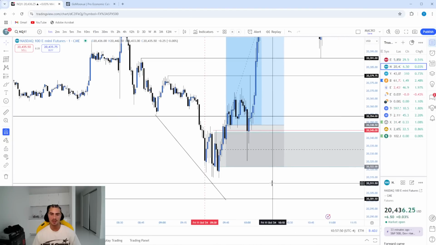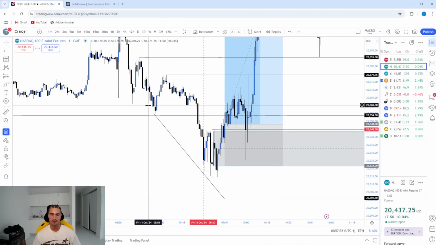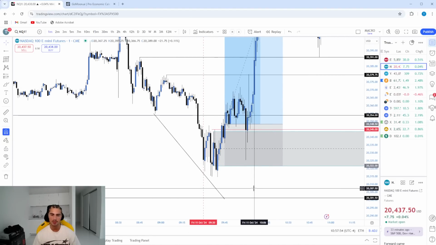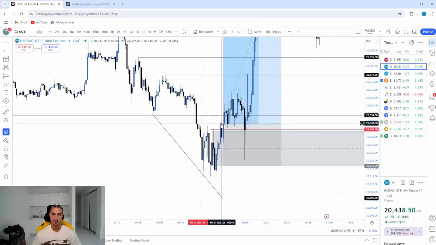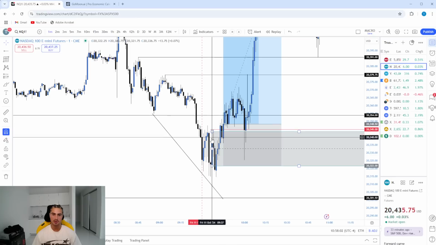From there, after we saw that 5-minute retrace and the 5-minute SMT, I was willing to scale down into the 1-minute time frame. We get a 1-minute break of structure right here at around 9:43, and then boom, plain and simple, we get a retrace into this breaker block.